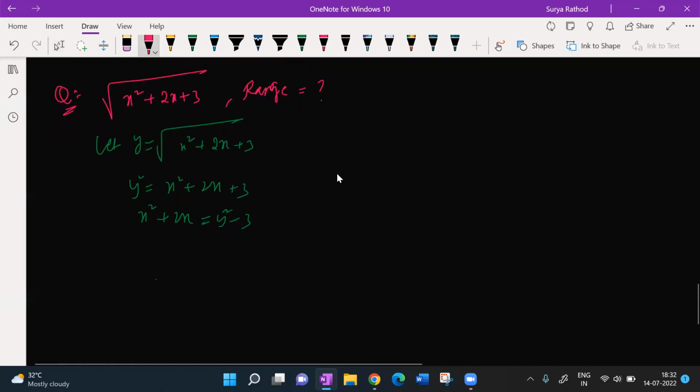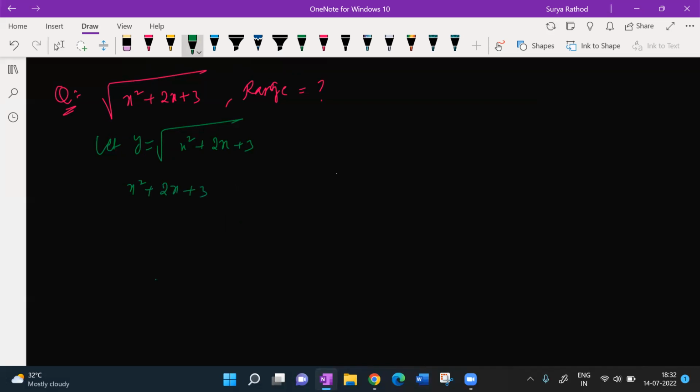Whatever we have inside the square root has to be greater than or equal to 0, beta. So now I can write, look at this here. X square plus 2x plus 3 is equal to y square, right? Squaring on both sides, x square plus 2x plus 3 minus y square is equal to 0. Correct? So now, if you observe this properly, if you don't want to write this, I can write it in one more way.